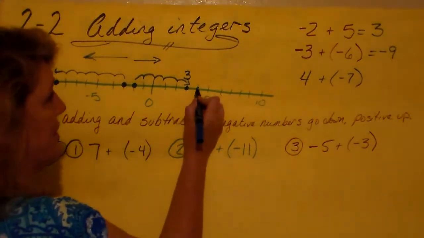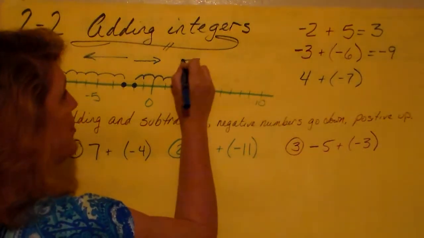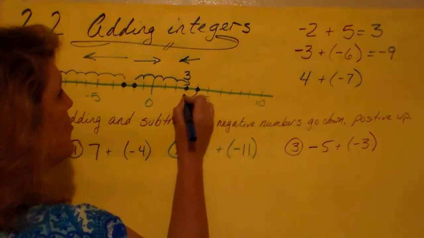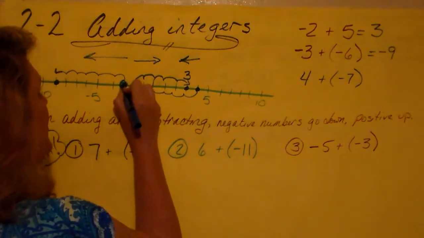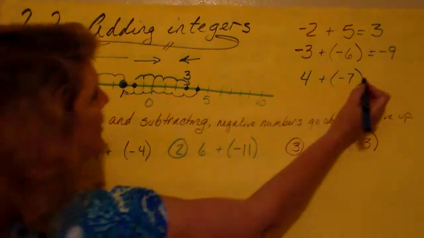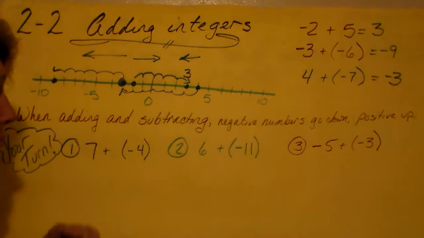Last one, we're going to start at the 4, and we're going to add negative 7. And negative means we're going to go in the negative direction. 1, 2, 3, 4, 5, 6, 7. So our answer here is negative 3. Do you see how that works?